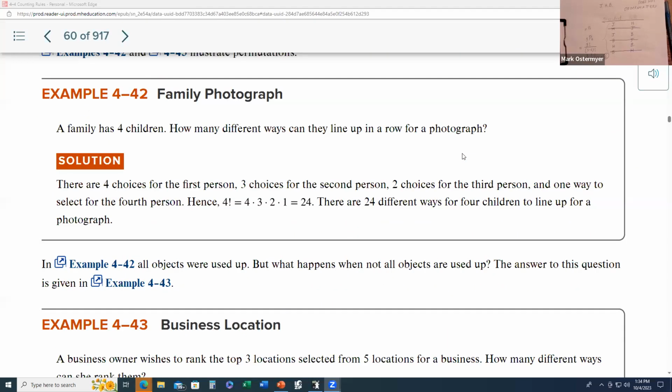Let's see, any good examples here? A family has 4 children. How many different ways can they line up in a row for a photograph? Well, do you think order matters here?